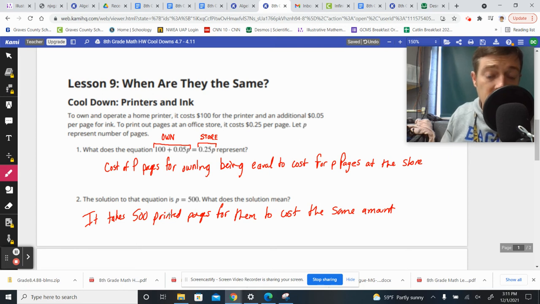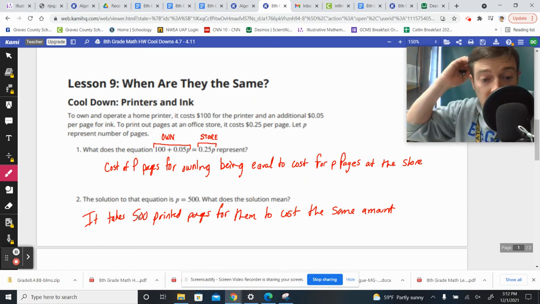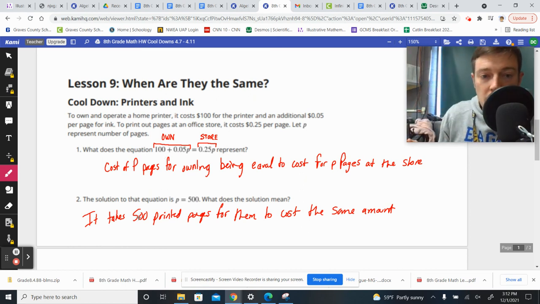But it's going to take 500 copy prints for you to actually make up the $100 that you put into owning your own. If you're going to do less than 500 for this job, it's cheaper to go to the store and do it. But if you know that you're going to always be printing stuff and you're going to get over 500, it's going to take 500 prints for you to make up the price of you justifying purchasing that $100 printer. And that's what that means in this lesson.